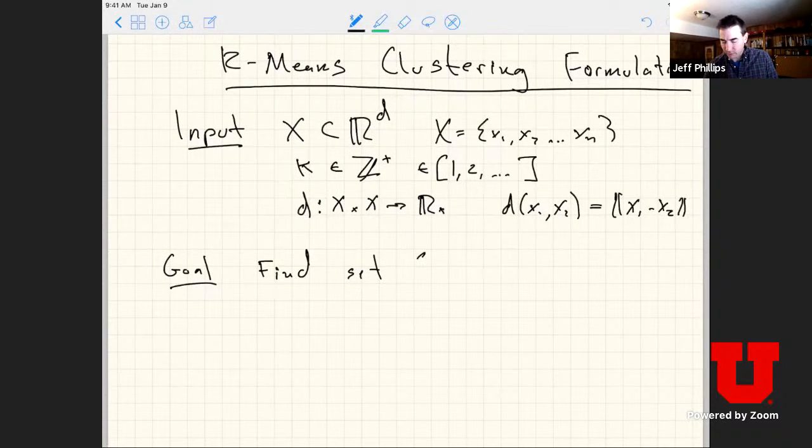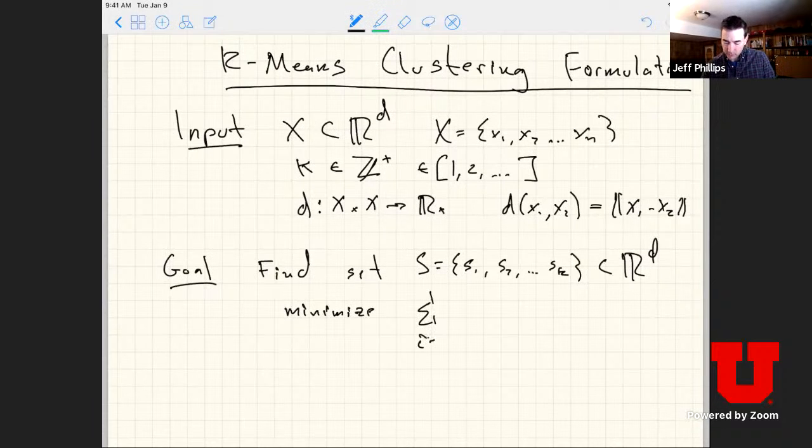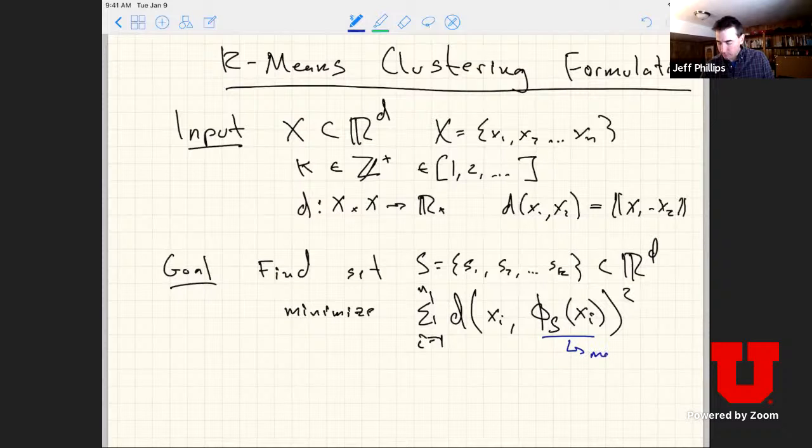Now the goal is to find a set S of these sites, S1, S2 up to Sk, which are also a subset of R^d. The goal is to minimize the sum of a cost function over all of the points: the Euclidean distance between xi and its mapping onto the closest center, squared. This maps xi to the arg min over sj in the set of centers that minimizes the distance between xi and sj. So it's the closest center.